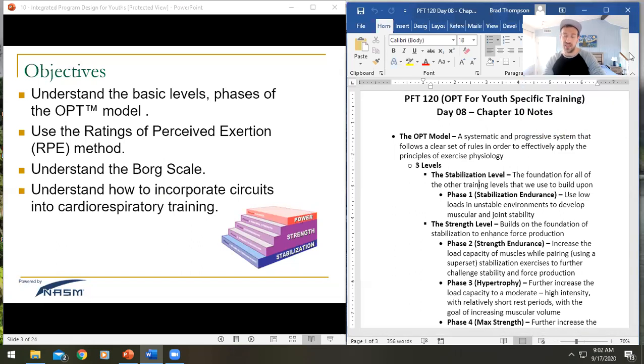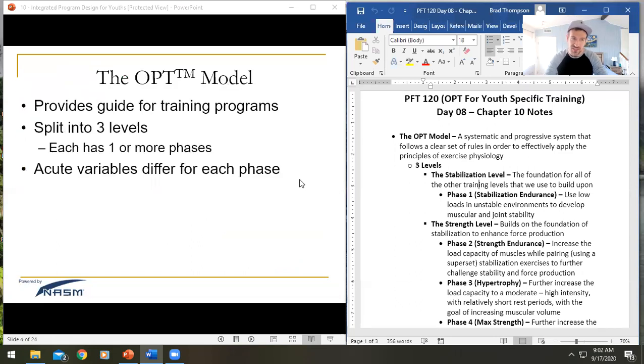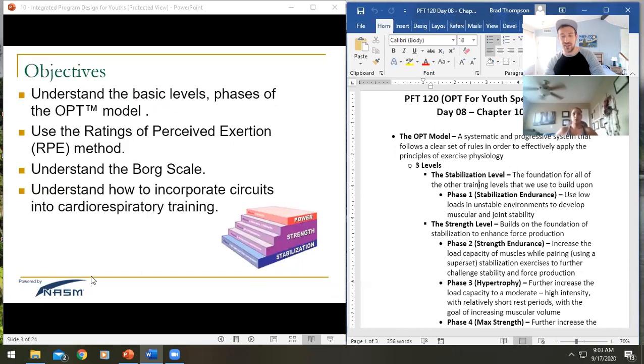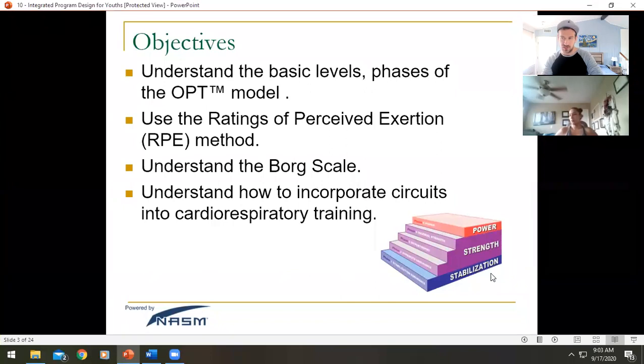Mostly what we're looking at today is reps, sets, tempos, intensities, and having a very deep understanding of the OPT model. So here's the thing about this, right? The reason the OPT model is organized the way it is, it's based on all of the rules of how our bodies adapt to things physiologically, right? Like the 3 individual levels, right? Stabilization, strength, and power. They correspond with a lot of our clients' goals, right?